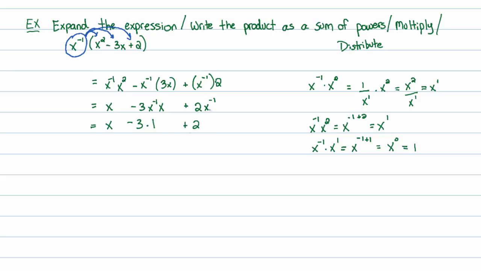Plus 2, x to the negative 1 is another way of writing 1 over x to the 1. So this will be x minus 3 plus 2 over x.